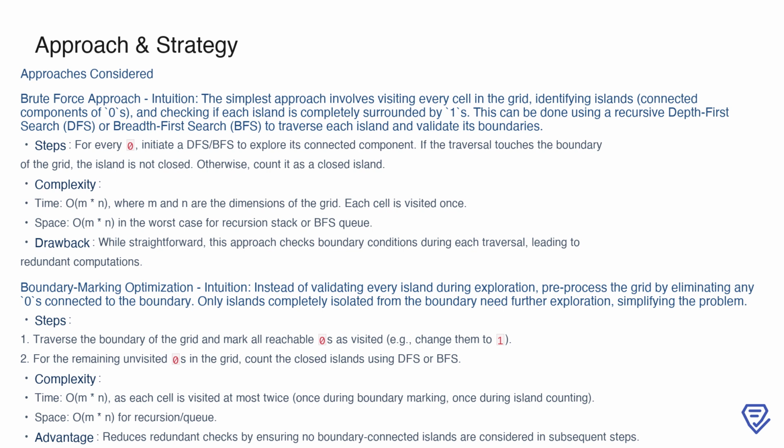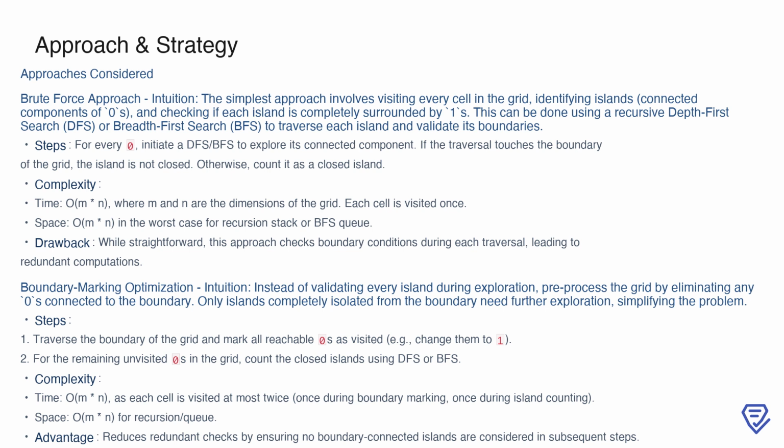To approach the problem, we first consider the brute force method. The intuition here is straightforward. We identify every island in the grid by visiting each cell and exploring connected components of 0s, which represent land. Using either depth-first search or breadth-first search, we traverse each island and check if it touches the boundary of the grid. If it does, the island is not closed, but if it's fully surrounded by 1s, we count it as a closed island. This approach ensures that every cell is visited, making its time complexity O(m*n), where m and n are the dimensions of the grid. However, it has a drawback. During each traversal, we repeatedly validate the boundaries, which leads to redundant computations.